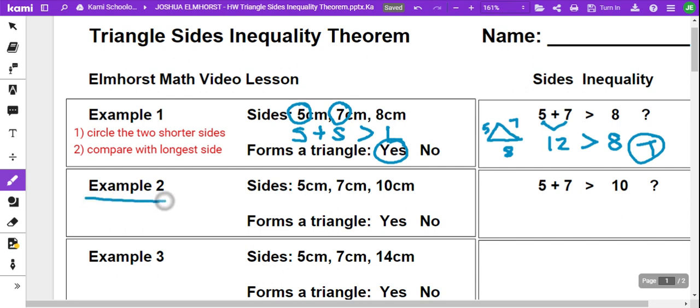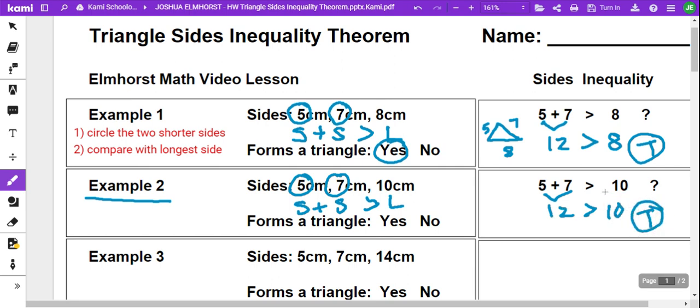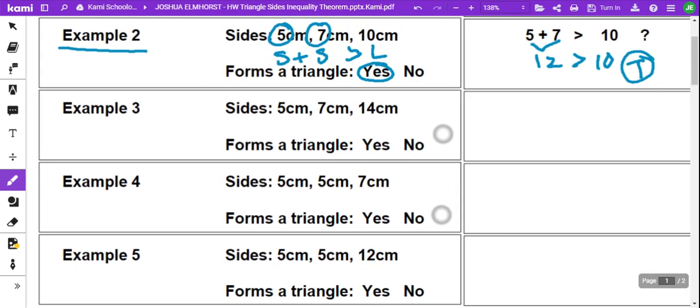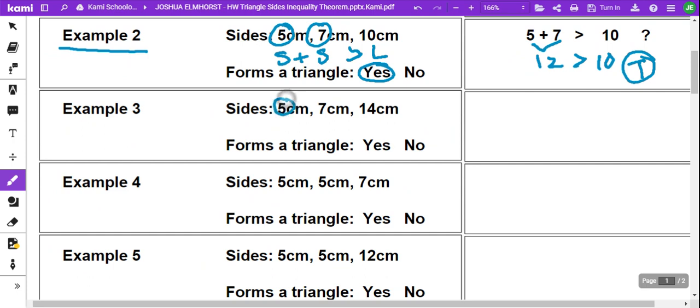So example number 2, we have 5, 7, and 10. We're going to add the two shorter sides and compare to the longest side. 5 and 7 is 12. We write the inequality comparison to 10. This is true. 12 is greater than 10, so yes, this will form a triangle. So short side, 5, 7, and 14.